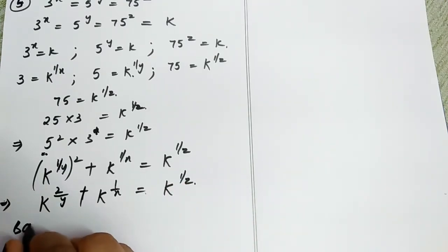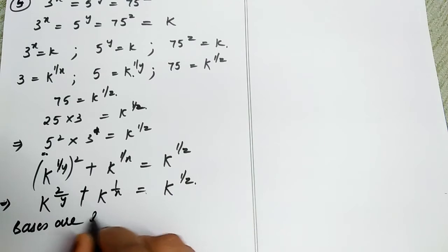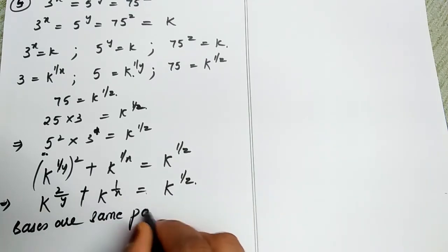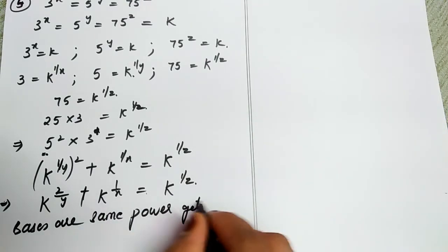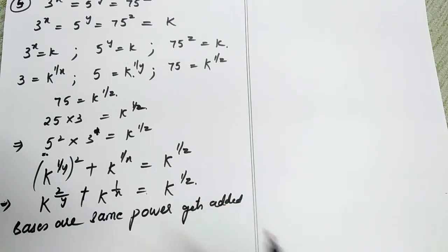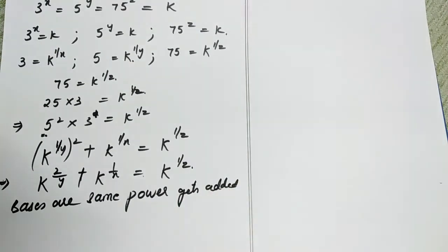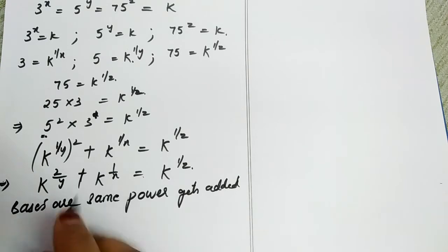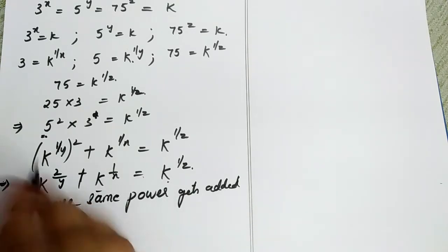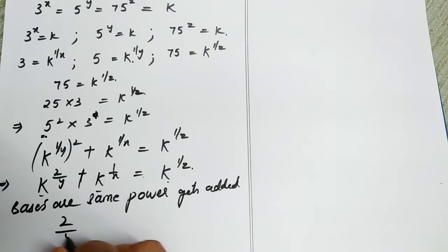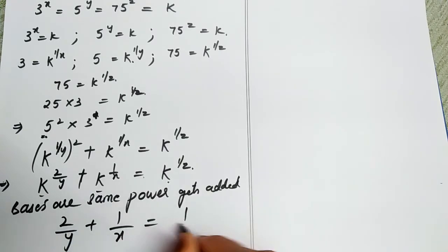Now bases are same, power gets added. This is the basic thing that we have learned in exponential. So this is what we are applying here. So all the bases are same. Now we can relate each and every one. So 2 by y plus 1 by x is equals to 1 by z.